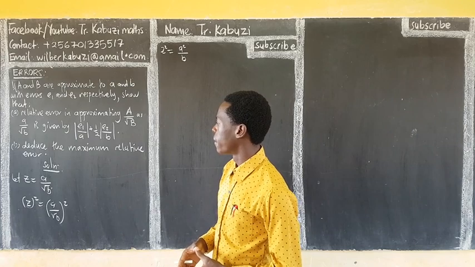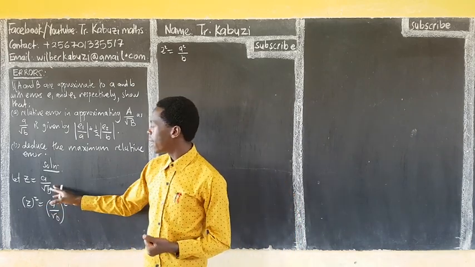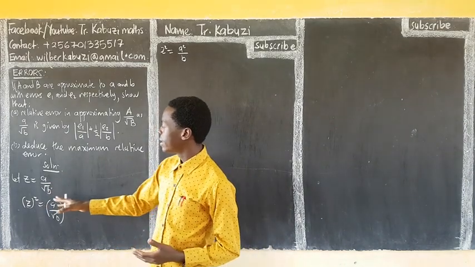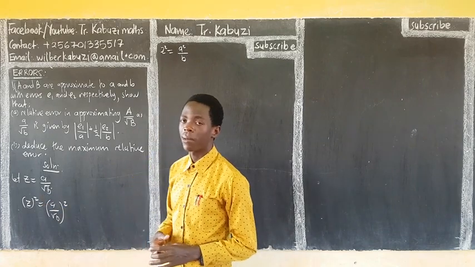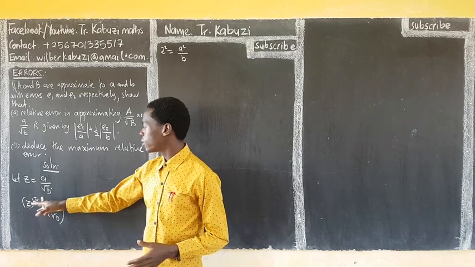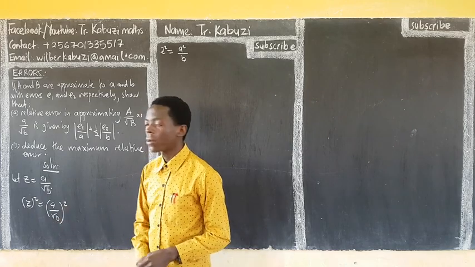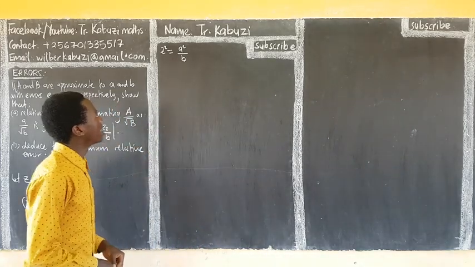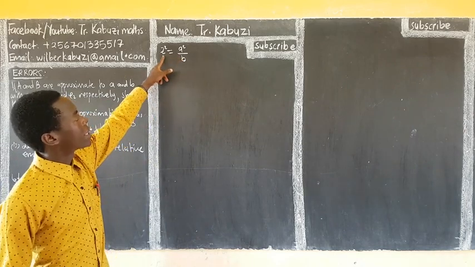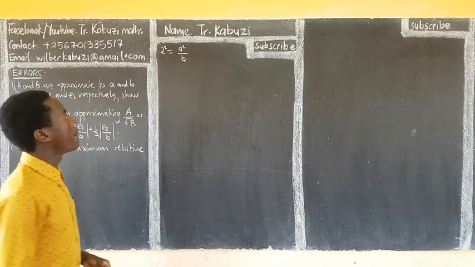maximum relative error. So what we do, because we are seeing a rational function here, with root b irrational, we always start by removing this square root, or it can be a cube root, it can be a fourth root. So if we have a square root, we square both sides, and when we square this, we get z squared, when we square this, we get a squared, when we square root b, we get just b. So from there, z is the value with a and b.